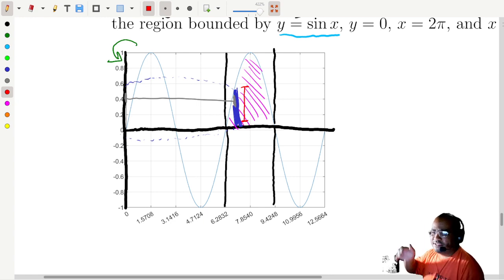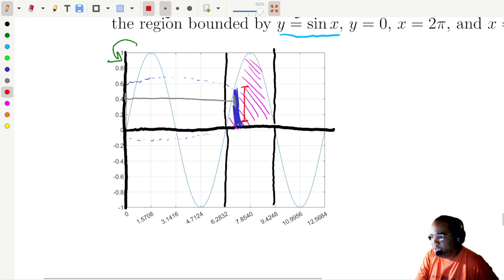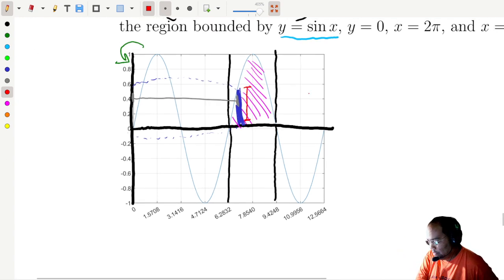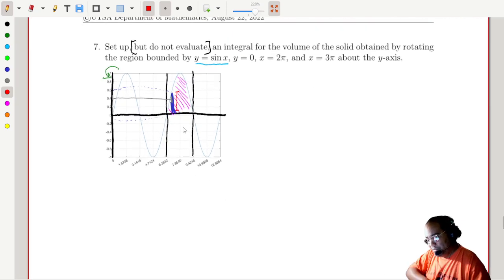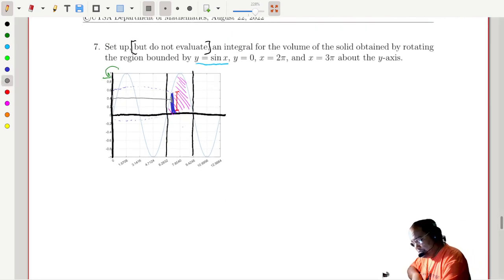Once again, the shell radius strip is at x. We're rotating around x equals 0. So radius is x. Let's go ahead and put that in there. So shell radius, x minus 0, so x. The shell height, again, top minus bottom is going to be sine of x.